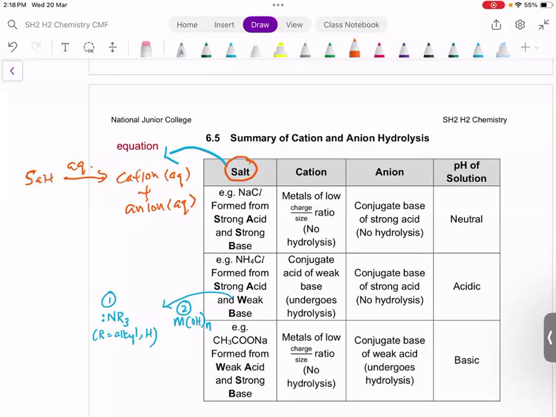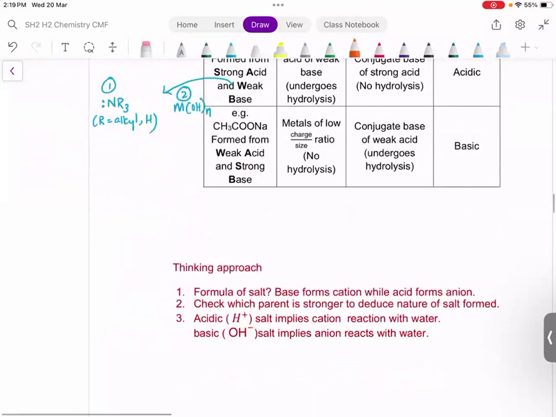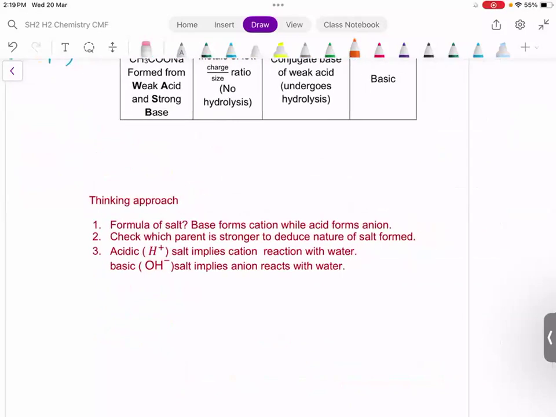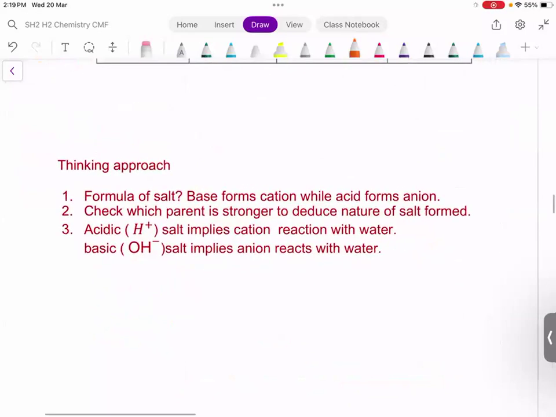So what is the thinking process? Sorry, I think I'm too fast. I would like you to copy this down. Once you look at the formula of the salt, you must recognize that the base forms the cation while the acid forms the anion. The rest you copy first.